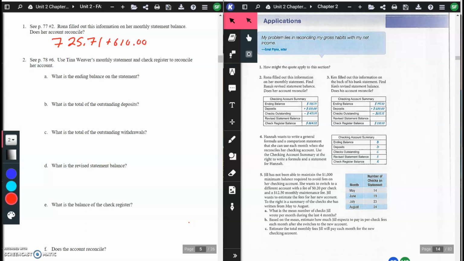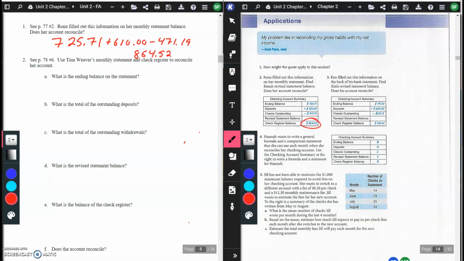Your checks outstanding, you're going to subtract those off. All right, so minus $471.19, which gives you a total of $864.52. Does that match hers? Off to the side here, does that match? Yes. So the answer would be yes.